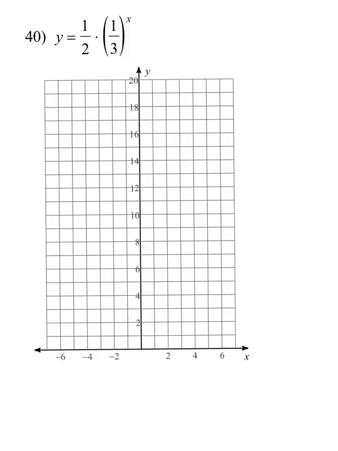Let's see, right there. And then what's interesting about this one is, let's say I'm going to figure out what y will be when x is 1. Well, if I plug 1 in, I get y equals 1/2 times 1/3 to the first. Well, that's just 1/2 times 1/3, which is 1/6.